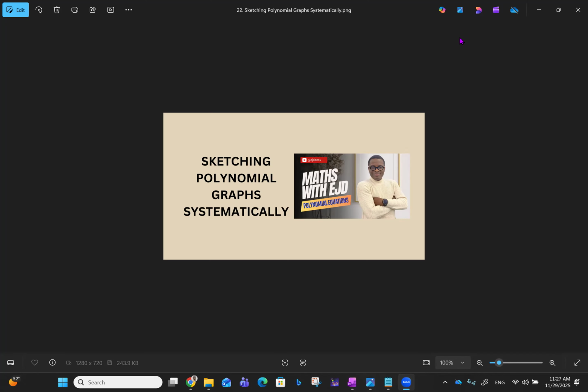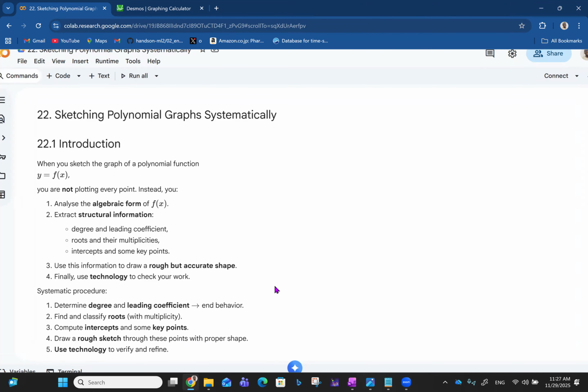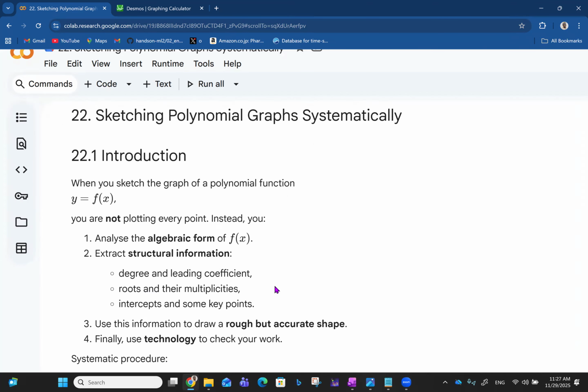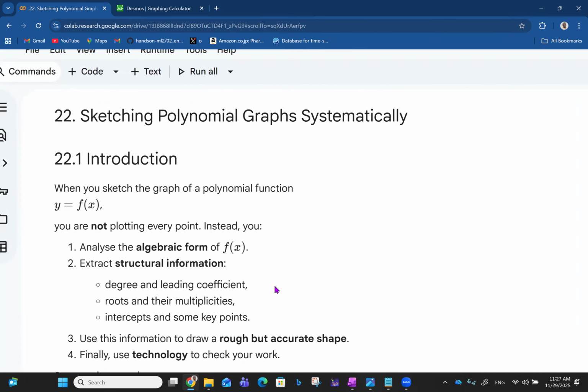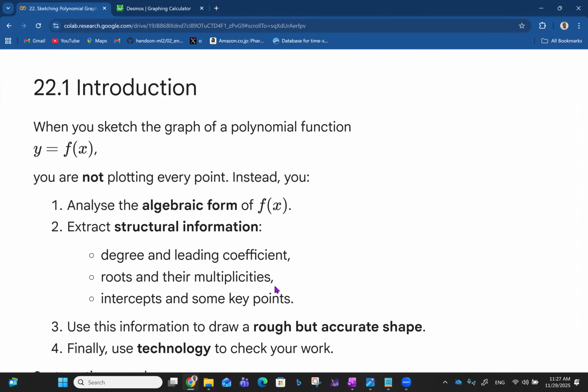The last video ended on the note of trying to sketch polynomial graphs systematically. So I have decided to make this whole video about sketching graphs that way. So the introduction: when you sketch the graph of a polynomial function y equals f of x, you're not plotting every point, right? You're just sketching.